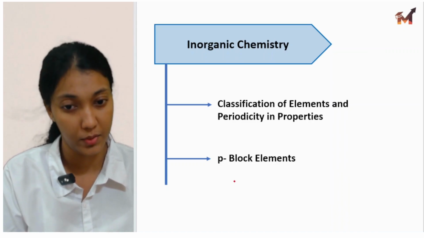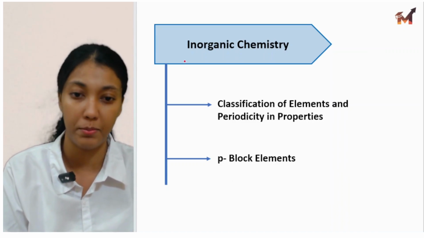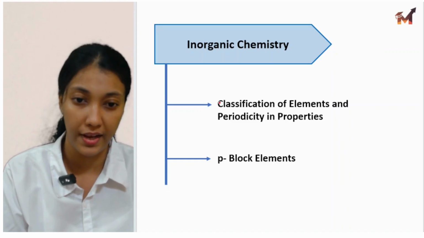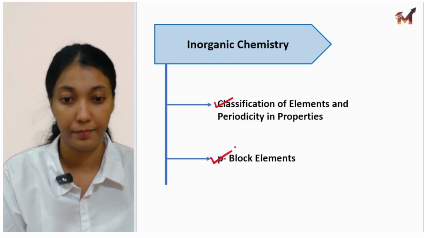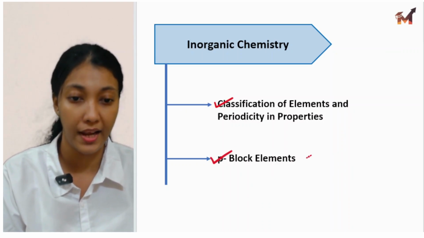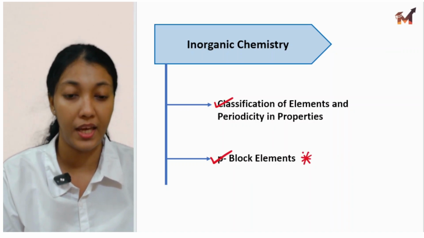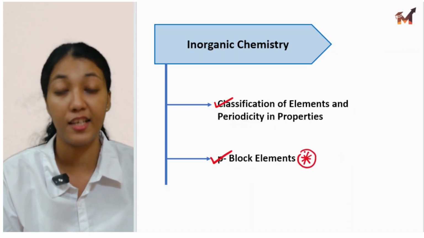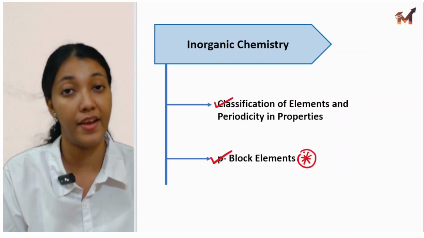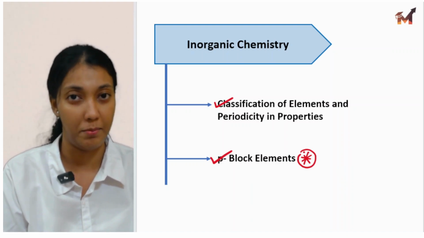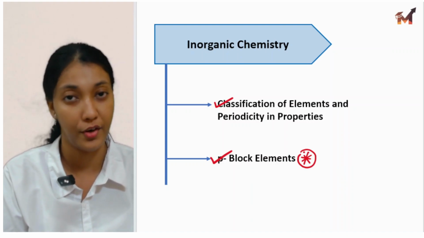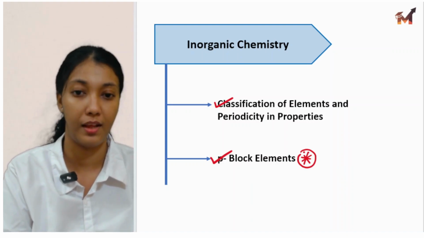Moving on to inorganic chemistry, as I had mentioned, there are 2 chapters, which is classification of elements and periodicity in properties and P block elements. Now the thing about P block elements, ये आपके बोर्ड एग्जाम्स के सिलेबस से एक्सक्लूडेड है, but it is very much included for your competitive exams. So we will study this chapter as well because it is very important for your competitive exams.